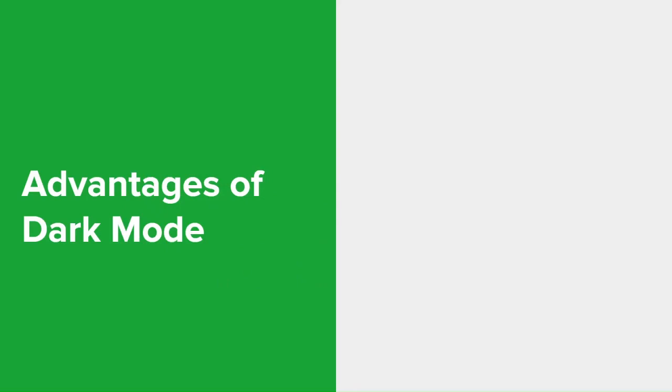So let's talk about some advantages of using dark mode. The main one being reduced eye strain. So dark mode can be easier on the eyes, especially in low light environments. This is because the bright white background of traditional light mode can be harsh and fatiguing. Dark mode can help improve battery life on mobile devices. This is because dark pixels require less power to display than light pixels.